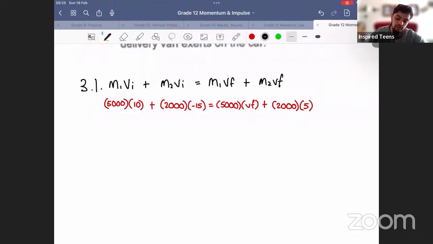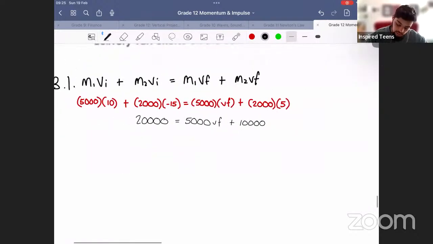So now all that's left to do is to simplify. How do we simplify? I'm just going to put all of this in my calculator and get one final answer. So 5,000 times 10 plus 2,000 times -15. I get an answer of 20,000. Let's hope that's correct. Someone just check along with me. Is equal to 5,000 VF plus 10,000. Yes, that is correct. So we take it over as a subtraction. It becomes 10,000 is equal to 5,000 VF.